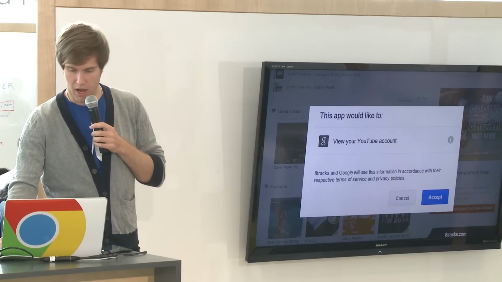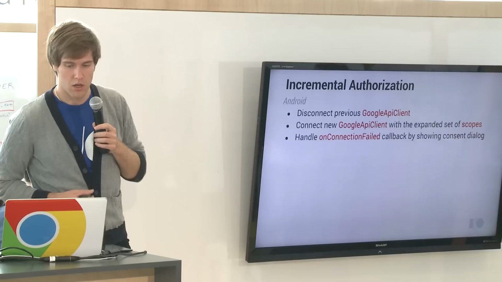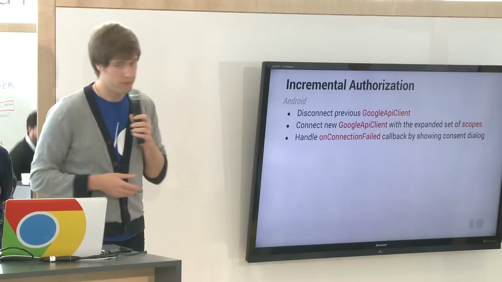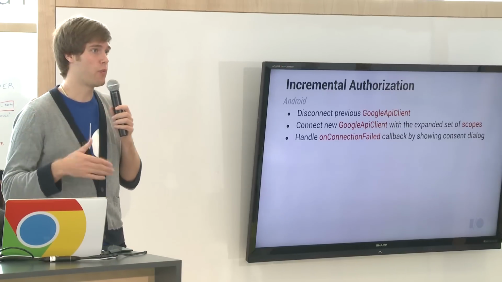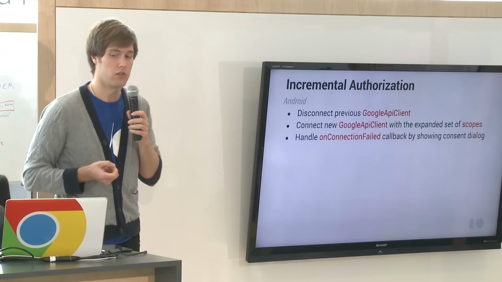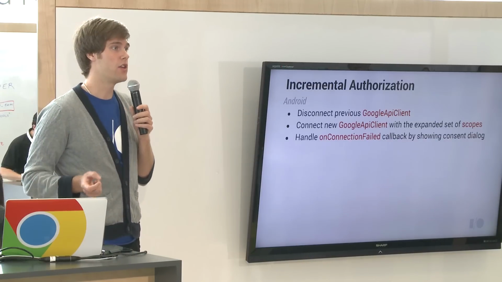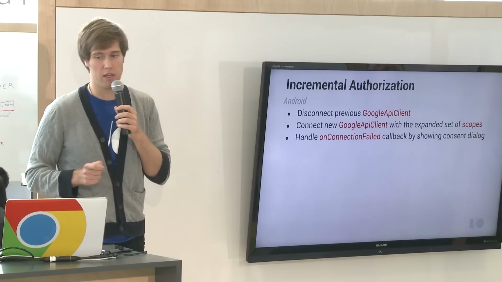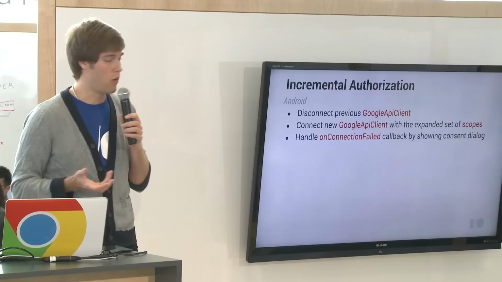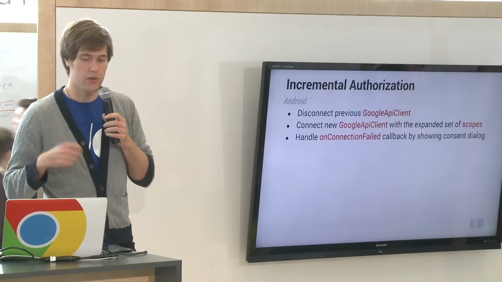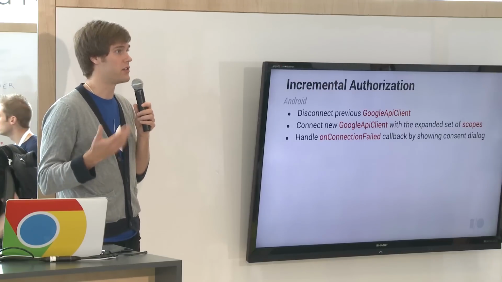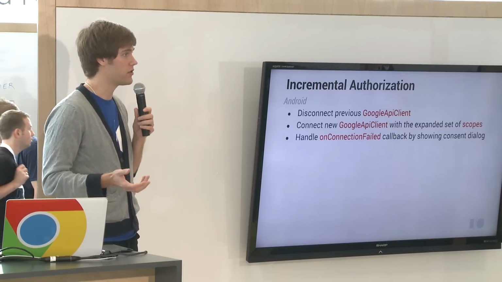All right, so let's take a look at how we can get this implemented. We've shown you the code, the basic login flow on Android. To add a new scope after the user has been using your app for a while, you're going to need to disconnect your previous Google API client, and then you end up connecting a new Google API client with an expanded set of scopes. So whatever new scope or new piece of information that you want. This is going to fail initially because that scope has not been granted to your app yet. The user has not given permission for it.